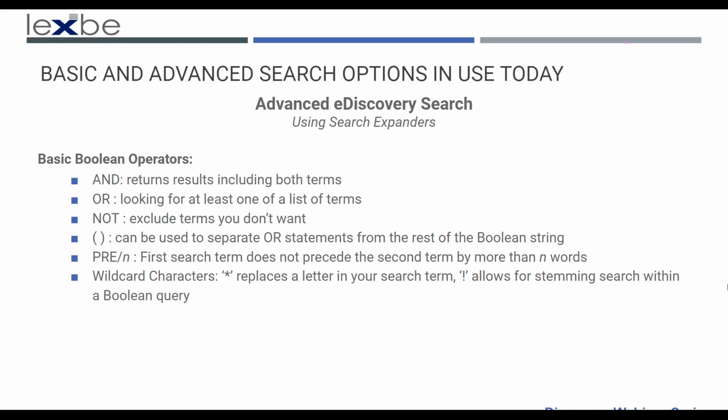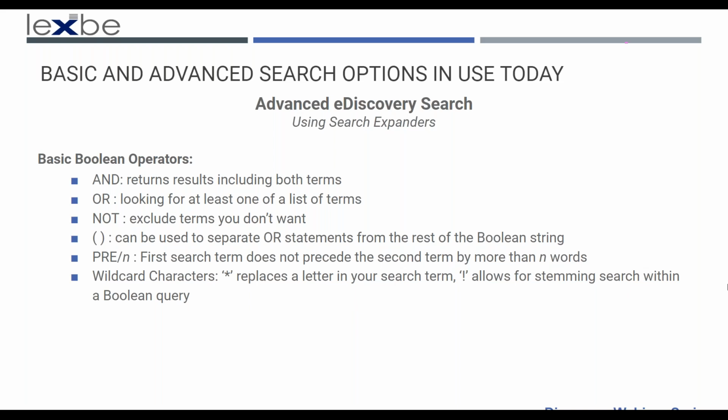This next one, the pre/n, means that the first term doesn't precede the second term by more than n words. So if you're looking for a specific phrase or a specific 2 words being used together, that's a really good one to use. And then, of course, the wildcard characters: the asterisk is going to replace the letter in your search term, and the exclamation point is going to allow for stemming search.